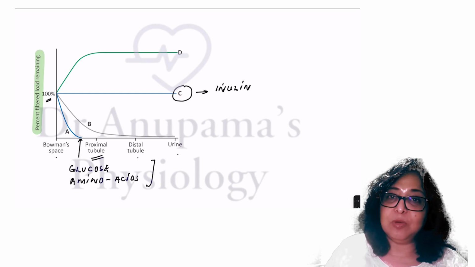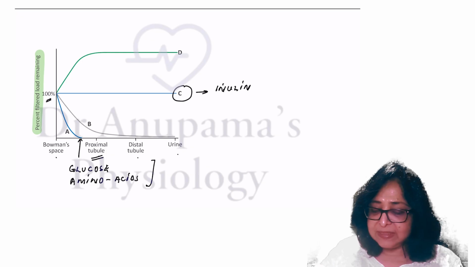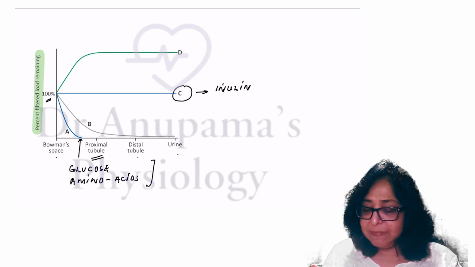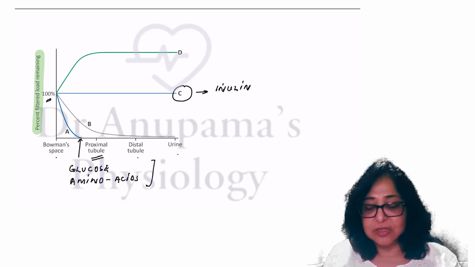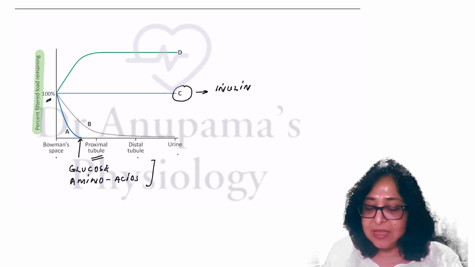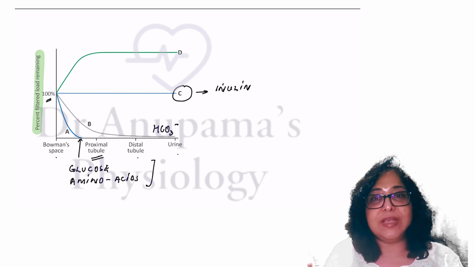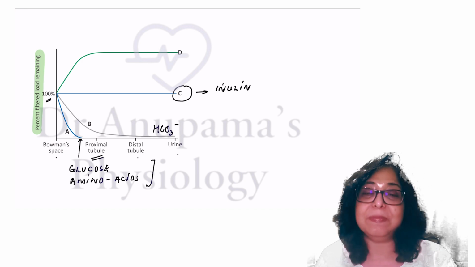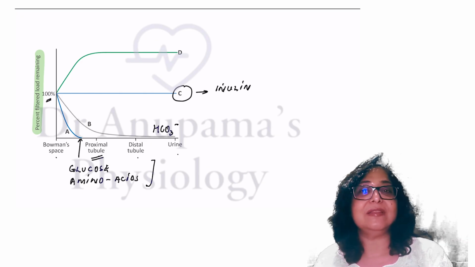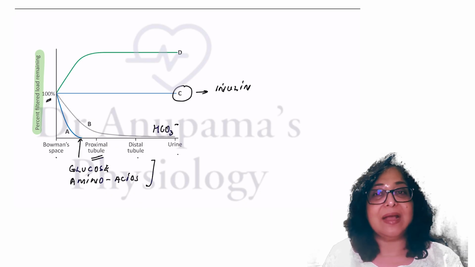Let's look at substance B. 100% in the Bowman space, that means freely filtered. And as it passes through the PCT, most of it has got reabsorbed. There is some more reabsorption which takes place in the thick ascending limb and distal tubule, and hardly anything in the urine. This is probably bicarbonate. Bicarbonate is freely filtered and completely reabsorbed. 80% in the PCT, the remaining 20% in the thick ascending limb and DCT. So this is probably bicarbonate.